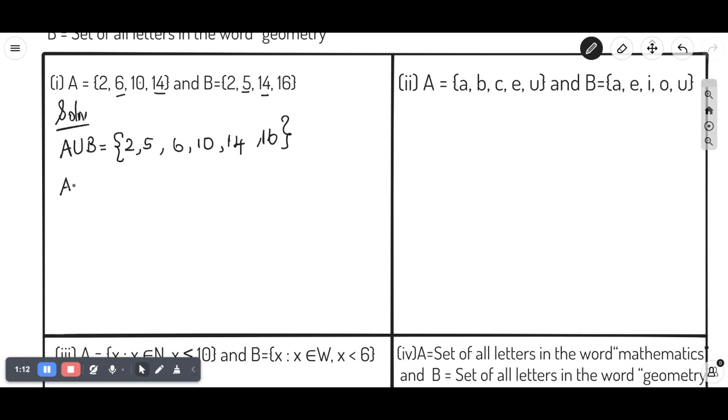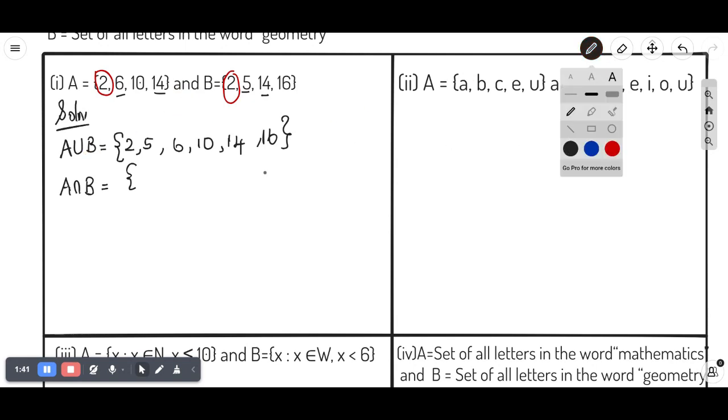Now let us start our A intersection B. Here intersection means only the elements which are in both A and B. Can you see what the elements are that are in both A and B? We can see 2 in both A and B, and then 6 is not there, 10 is not there, and then 14. So we have got our 14 also there. So let us write 2, comma 14. This is A intersection B.